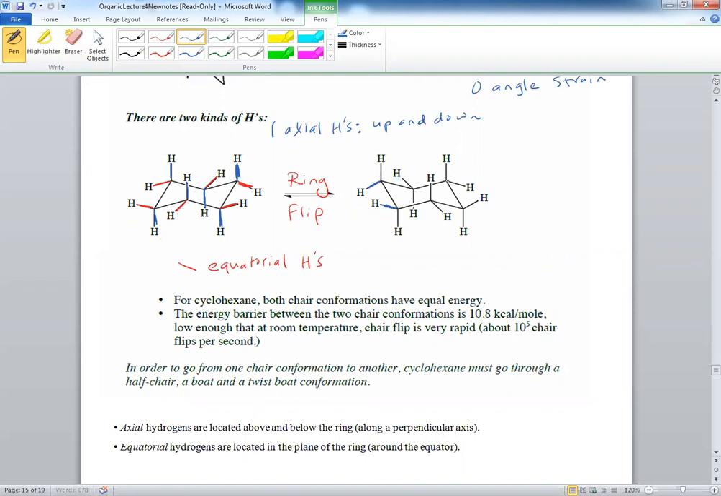So this class has a lot of visual material. Again, get in the habit of visualizing stuff because you will have to do that. And now your equatorial became, in this case, the axial. So here's the red. It's a good exercise to go through.